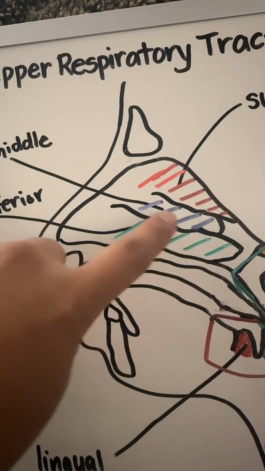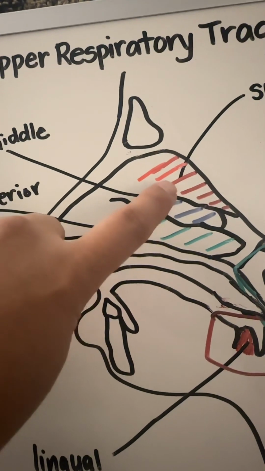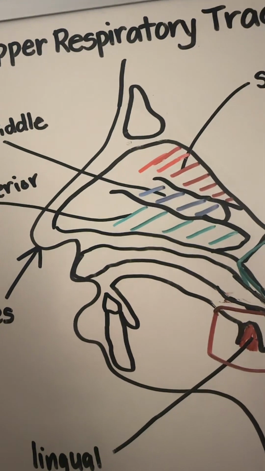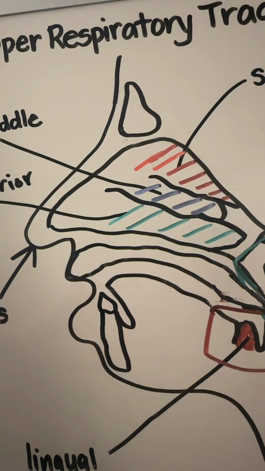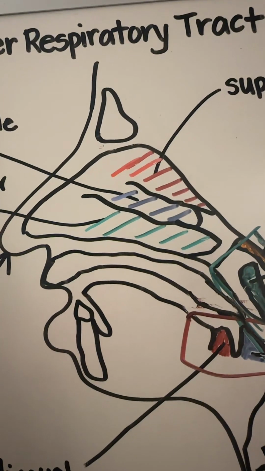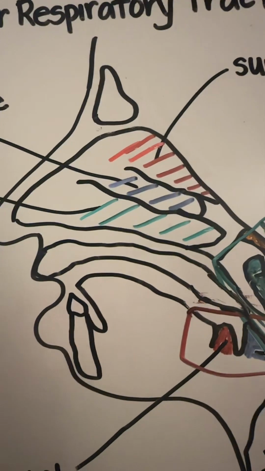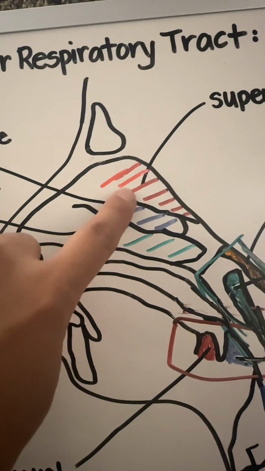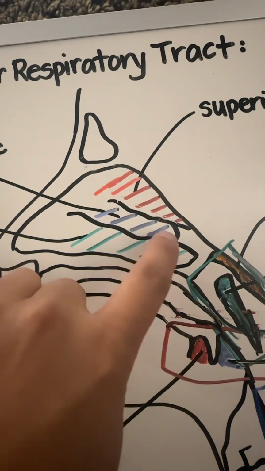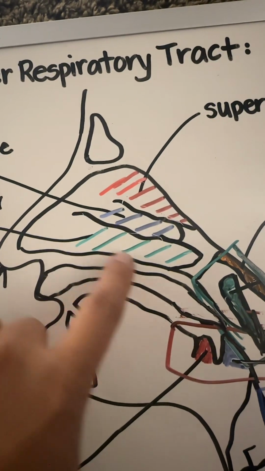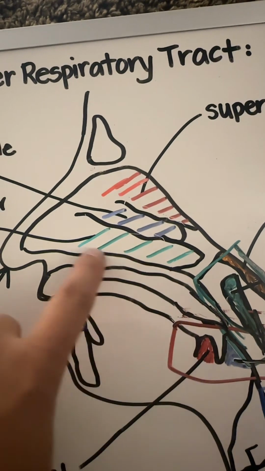And they are separated by nasal meatus. And these are passageways for the air. And then there's 3 nasal meatuses. Superior, so this line here, middle, and inferior.